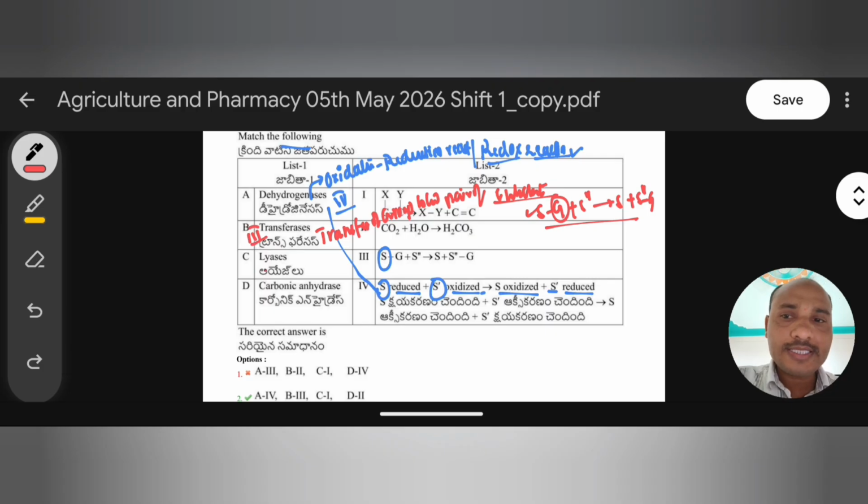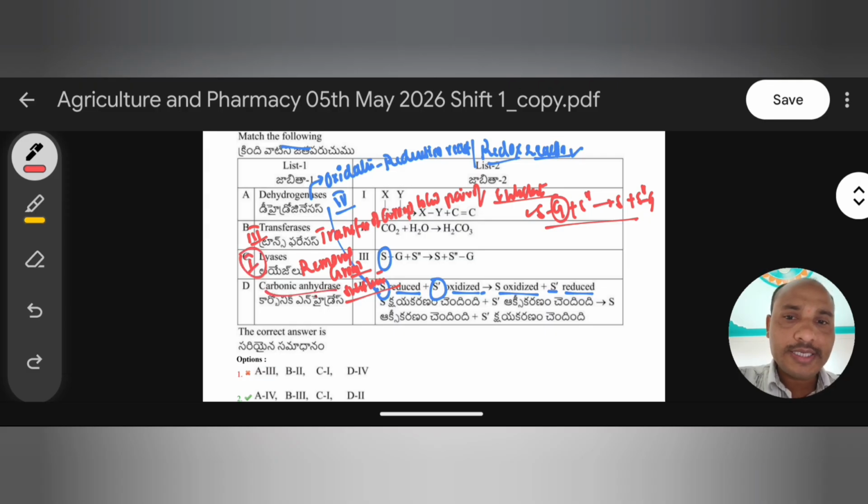Now coming to the lyase enzyme. This lyase enzyme mainly helps in removal of a group from the substrate. But in the transferase enzyme, there is transfer of a group between pairs of substrates, whereas in the lyase enzyme, there is removal of a group from the substrate. If you observe here, there is carbon with X and Y. There is a removal of this group, and then it makes the double bond. So here the right answer is C, first one.